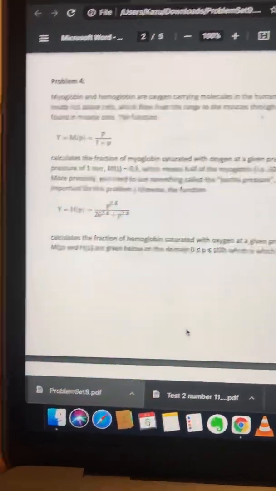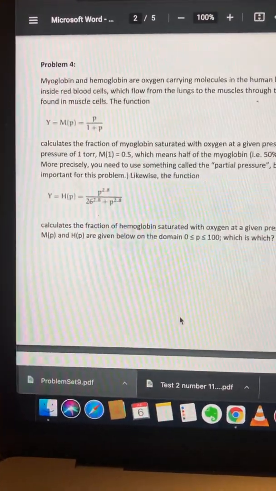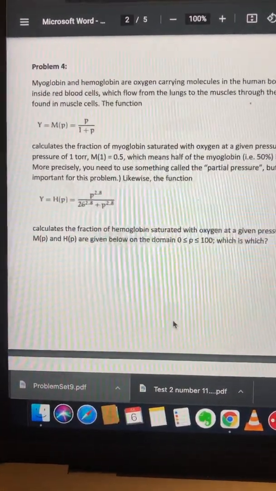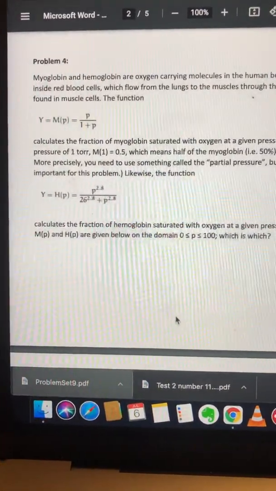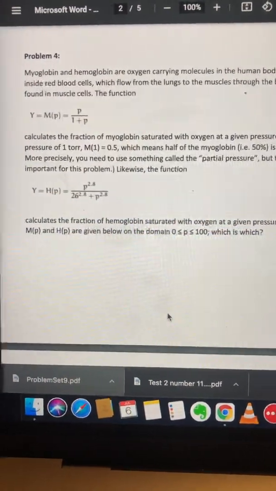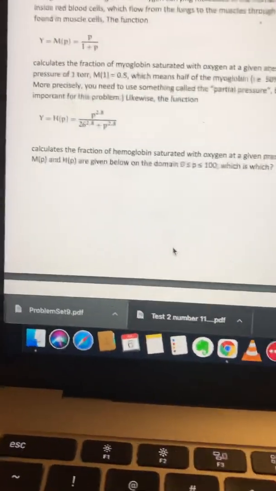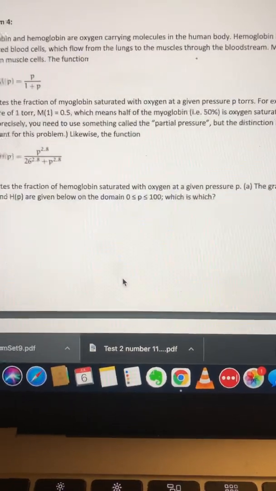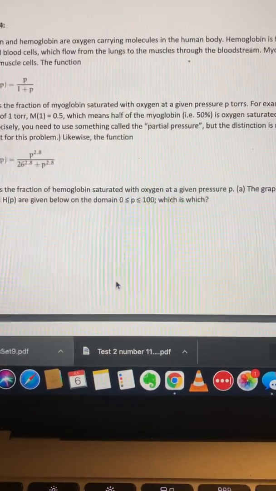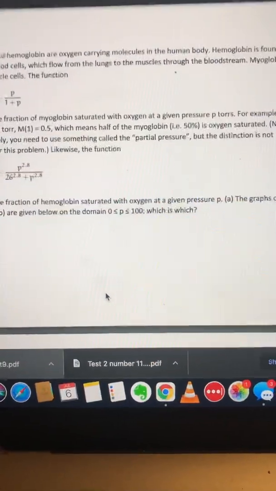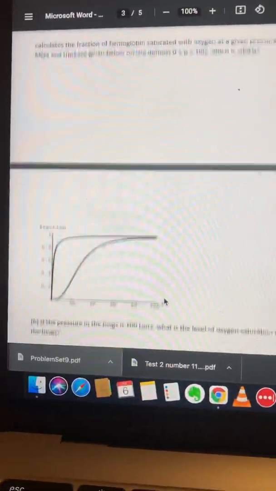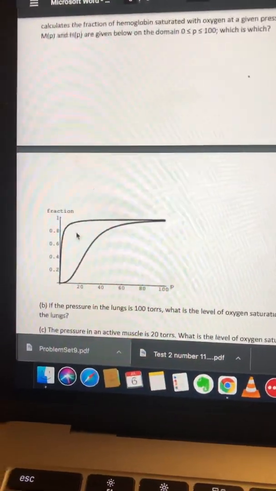1 plus P, and H of P being P to the 2.8 over 26 to the 2.8 plus P to the 2.8. And now it asks us to give the graphs of these on the domain 0 to 100 for P, and which is which. So, it gives us these graphs, these two.